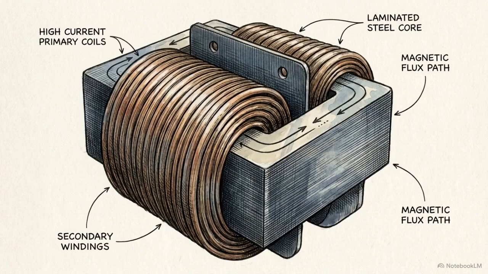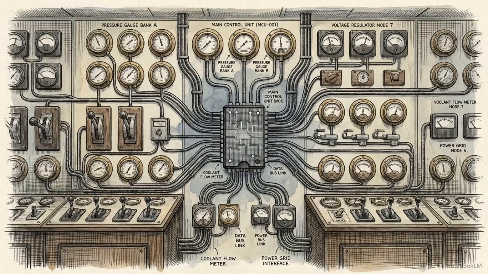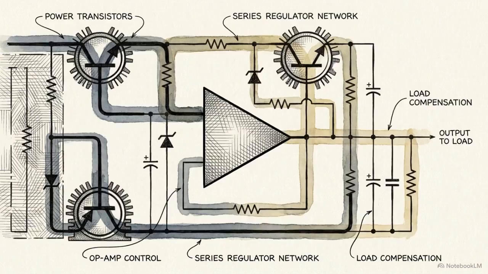Now we apply its logic to managing heavy electrical current. In a voltage regulator, the op-amp acts as the intelligence of the power supply. It continuously compares the actual output voltage against a fixed, stable reference voltage. Look at this flow of power.